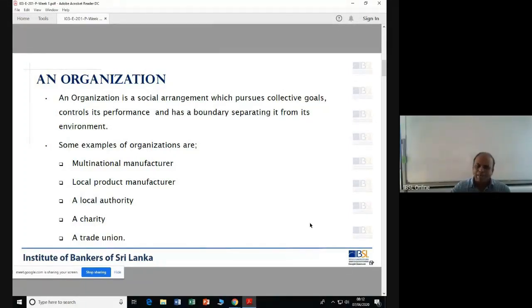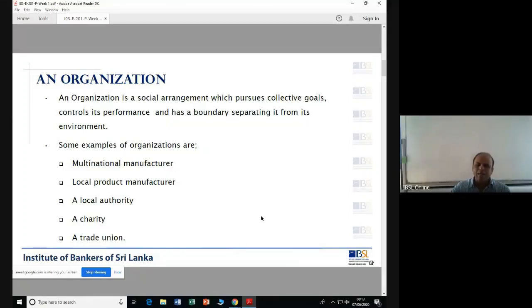So it's very clear the organization is a social arrangement which pursues collective goals. The meaning of collective goals is, if there are 5 people, the organization tries to achieve the goals of all 5 people. The following examples will help you understand more about what an organization is.